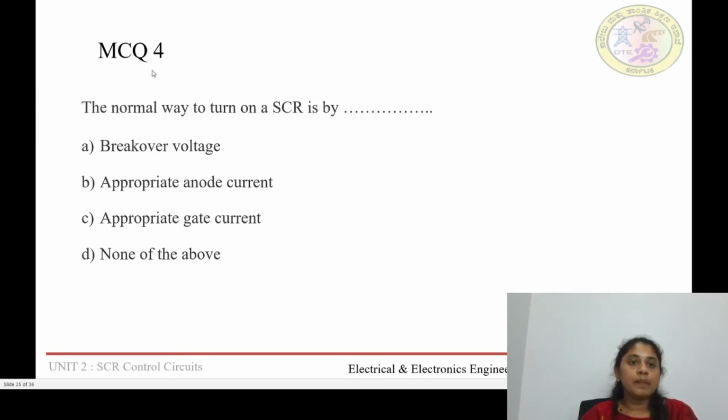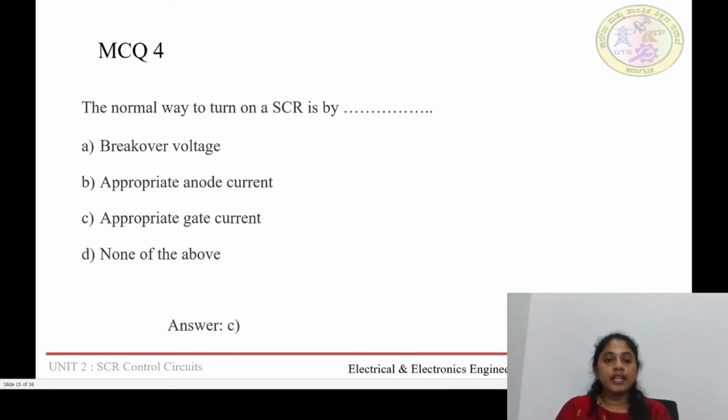Now let's move on to multiple choice question 4. The normal way to turn on the SCR is by. The options are breakover voltage, appropriate anode current, appropriate gate current, and option D, none of the above. We have discussed the methods of turn on of SCR. The most preferred method of triggering is gate triggering because it requires lower voltage compared to the forward breakover voltage. Hence the answer is C, appropriate gate current.